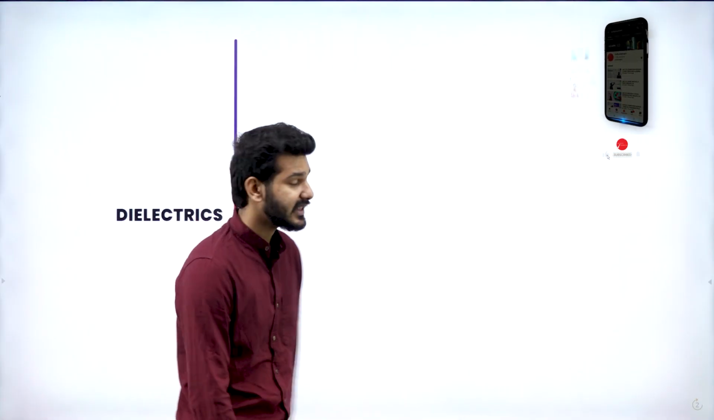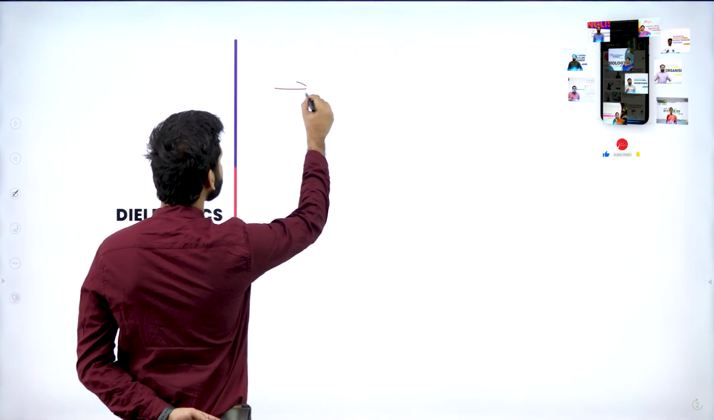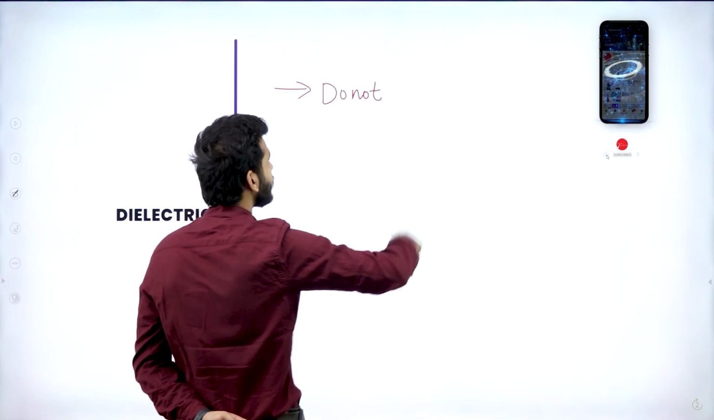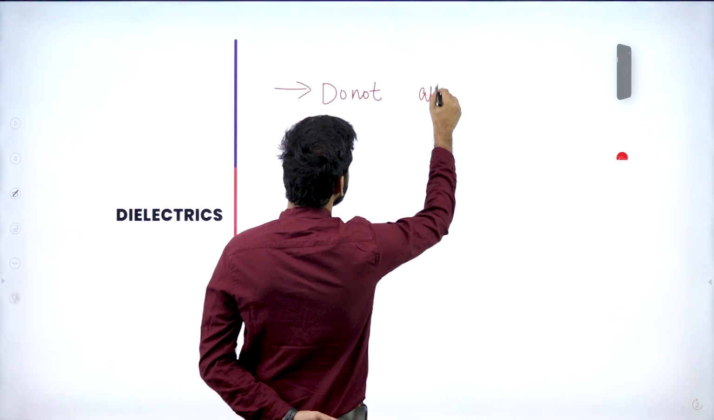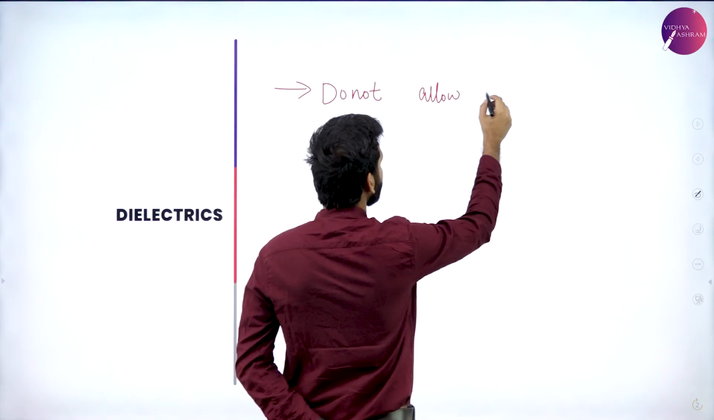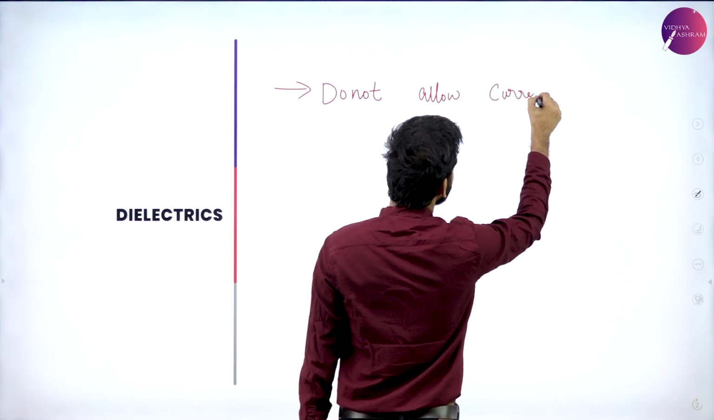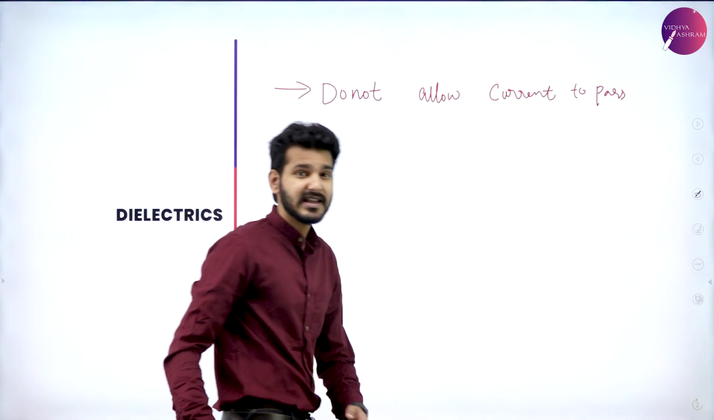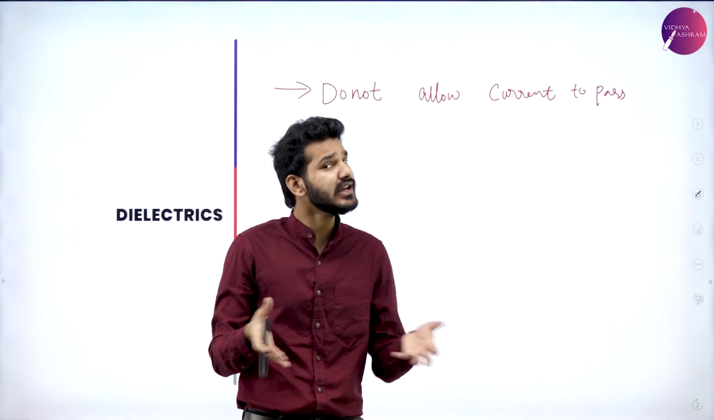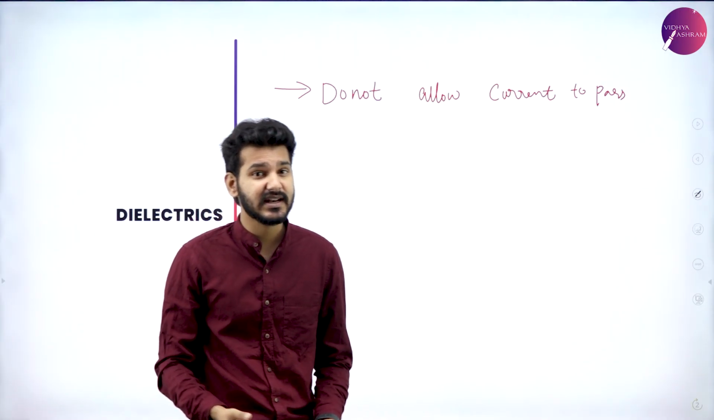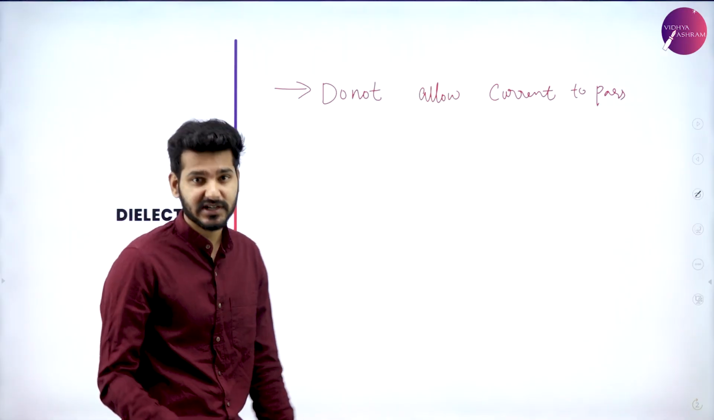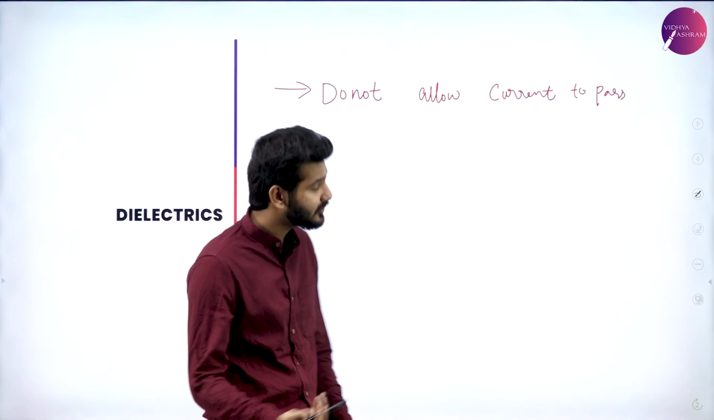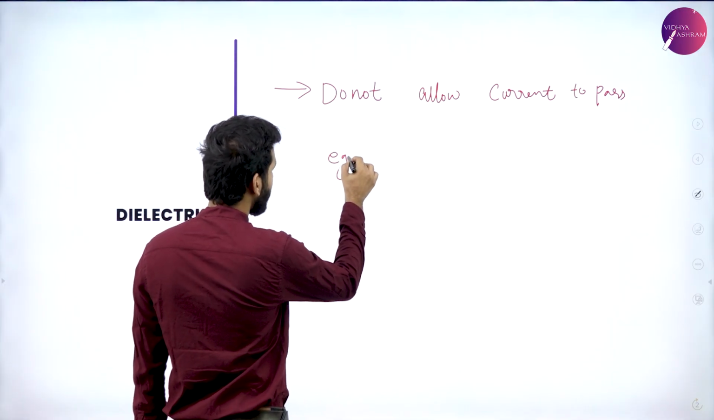Basically, we can just say that dielectrics are materials which do not allow current to pass through them. That is, they are basically behaving like insulators. In short, dielectrics are sort of like insulators because they do not allow current to pass through them. Examples being paper and mica.